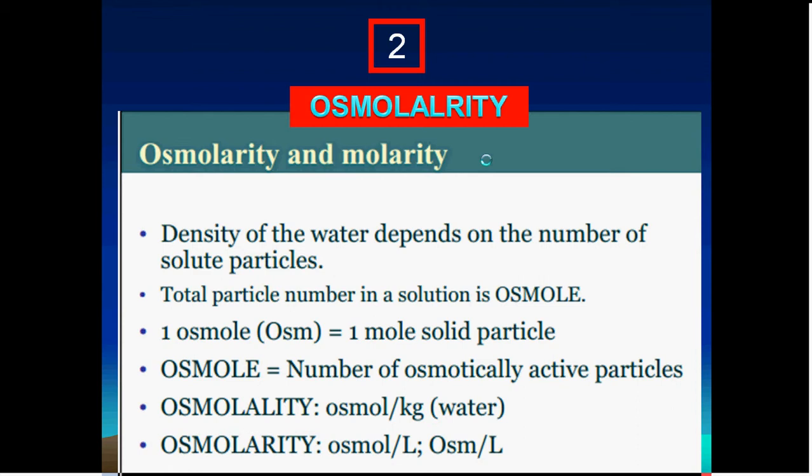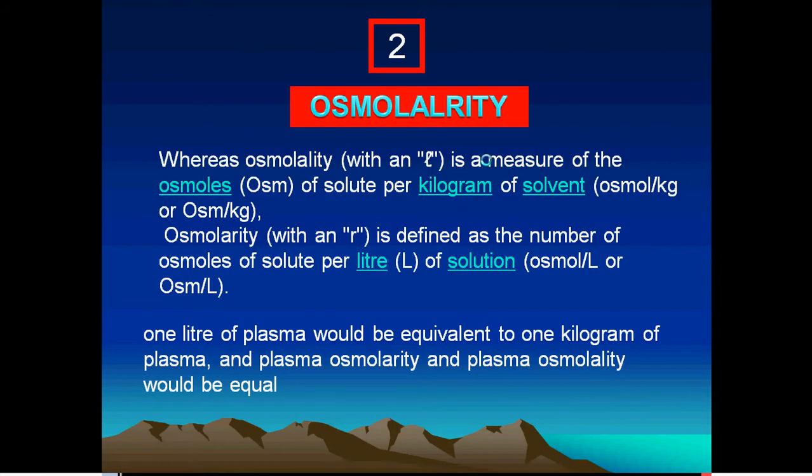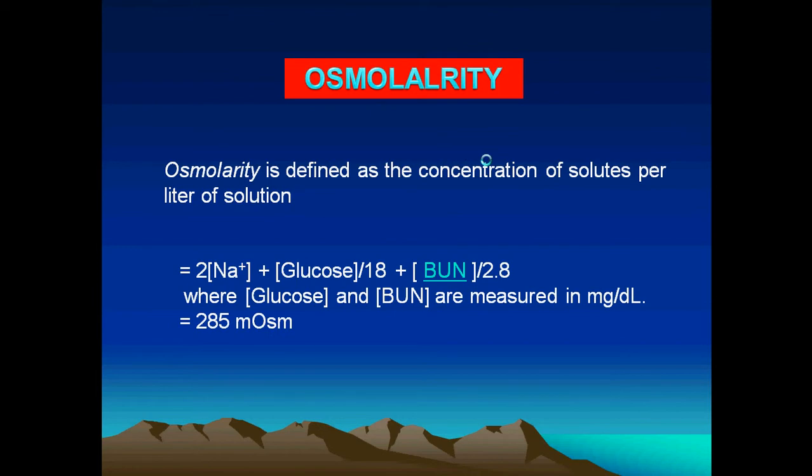The osmolality is the number of particles or osmoles per kilogram of water. Osmolarity is osmoles per liter. But the problem here is that 1 liter of plasma would be equivalent to 1 kilogram of plasma, because 1 ml of water equals 1 gram, and so 1 liter equals 1 kilogram. So there is no difference between osmolarity and osmolality.